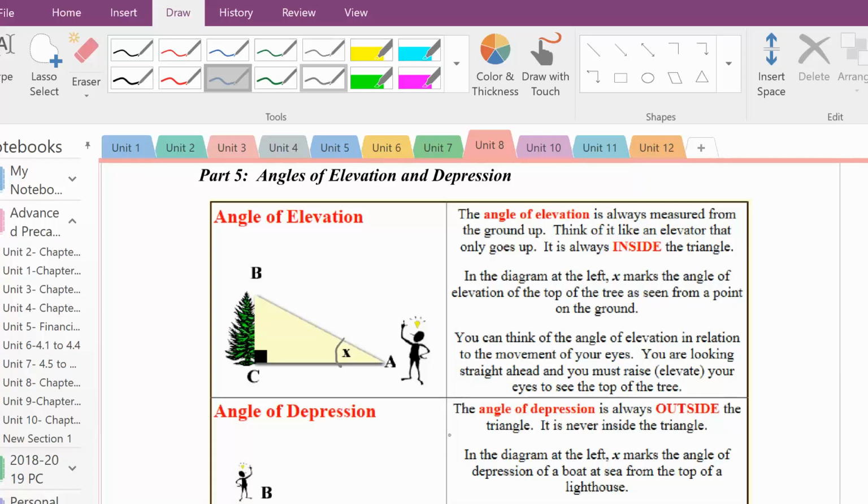To the top of the tree as seen from a point on the ground. You can think of the angle of elevation in relation to the movement of your eyes. You are looking straight ahead and you must raise or elevate your eyes to see the top of the tree.